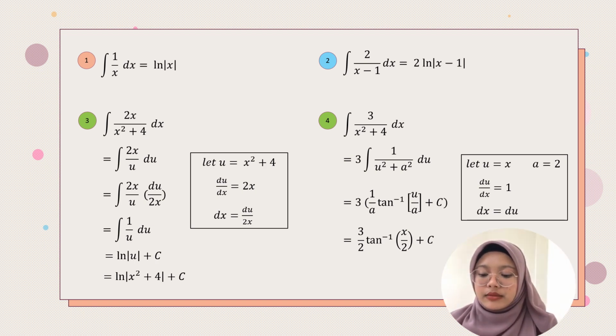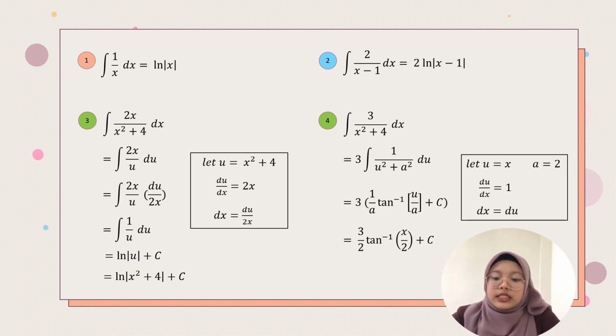Next, the integration of 2x over x squared plus 4 dx will be 2x over u times du over 2x. Next, we can cancel the 2x and that makes the equation integration of 1 over u du. And we replace back the u. So the result is ln modulus x squared plus 4 plus c.